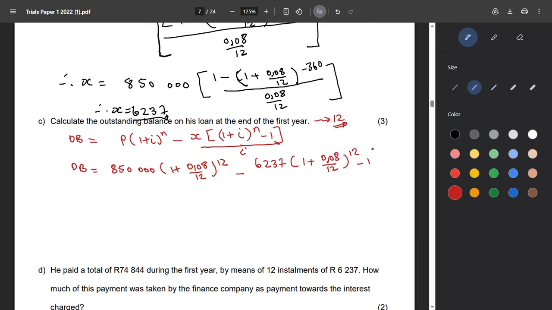Remember, let me highlight this. This N value here and that N value is the number of payments made. So let me close the bracket there. Everything here is divided by the 0.08 over 12. You need to put this correctly on the calculator, guys. Please give me a second. I'm going to put this on the calculator. Let me see what I get.